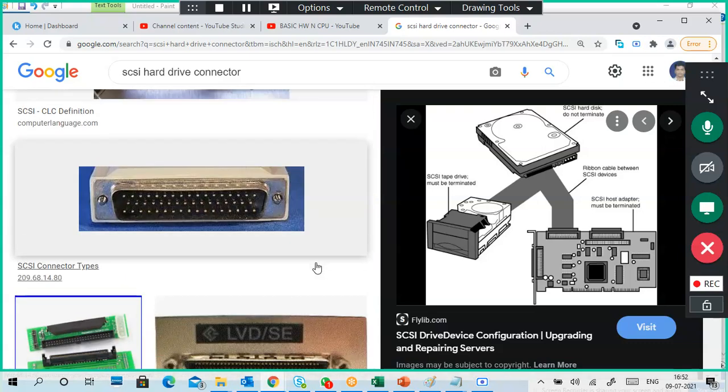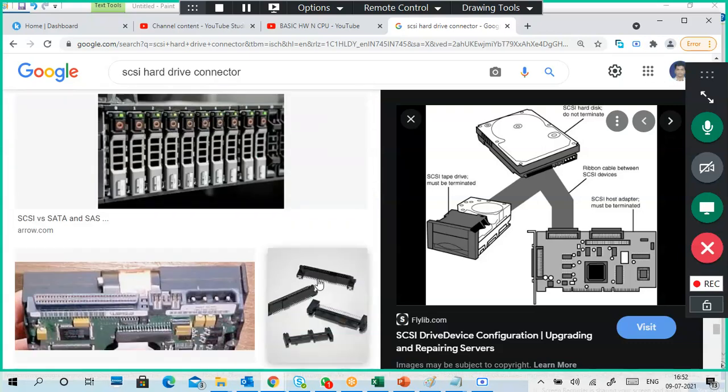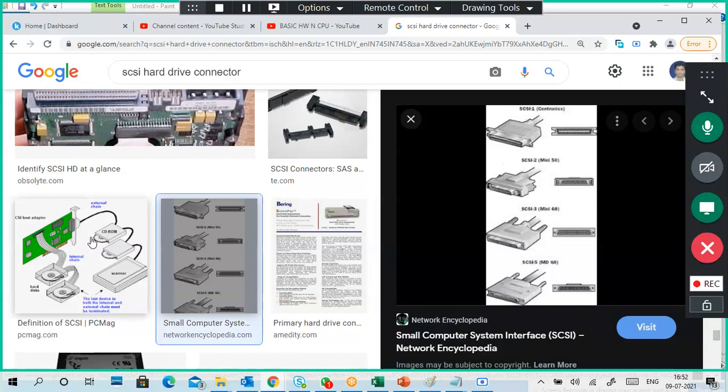I have to save the picture separately. Even if I save, I don't remember where I say. Yeah, here it is. Not this one.